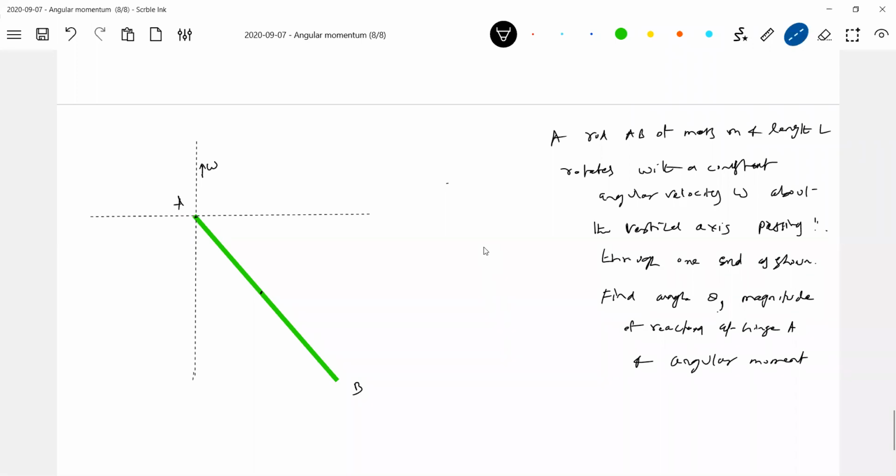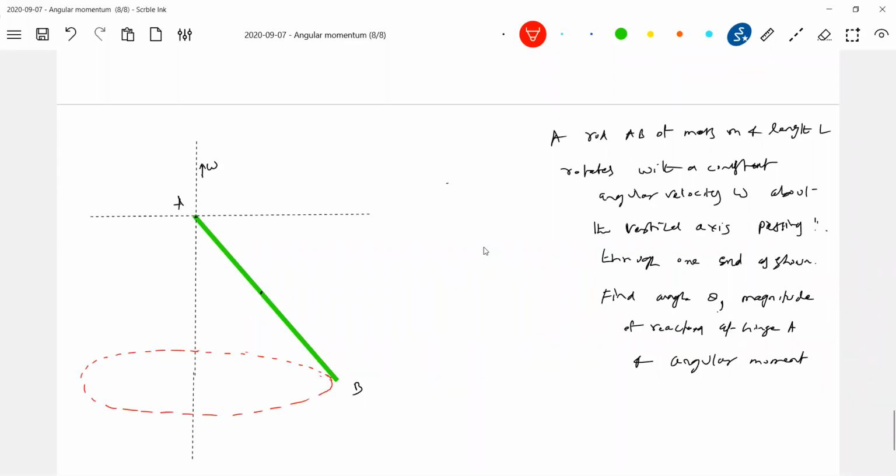Now I'm testing your basics again. Just know what you have learned and how you can apply it. It will describe a conical pendulum. In doing so, the tip B will describe a circular path, and the rod will form a slant face of a cone.